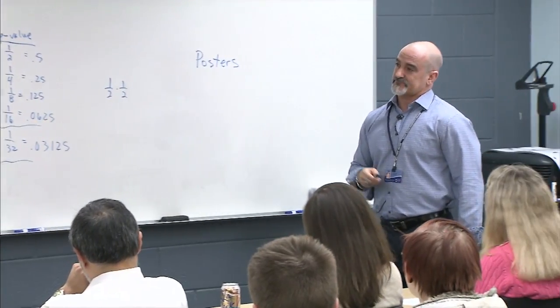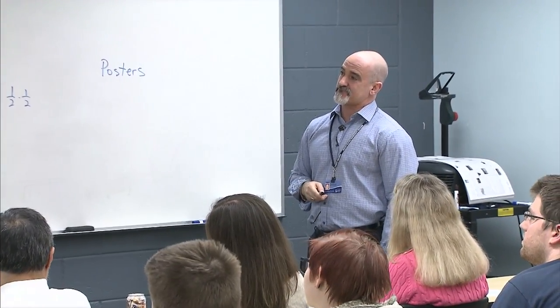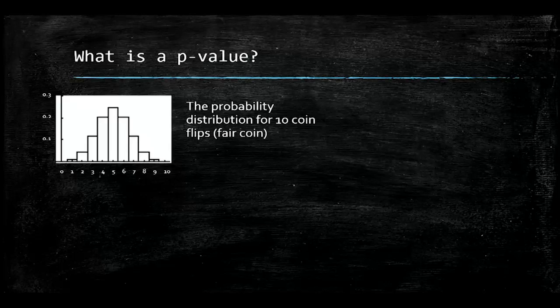So if we make a probability distribution for 10 coin flips, all this is the probability that, in this case, if you have 10 coin flips, on average, you could think, well, I'll probably get 5 heads, right? That'd be the peak value.